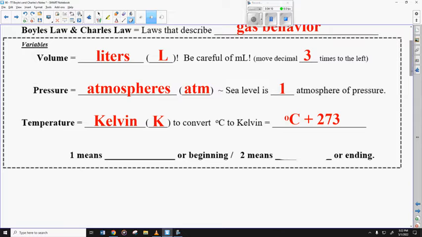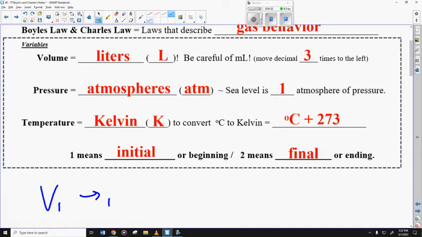Now, we're going to see this new format where we have 1s and 2s all over the place. A 1 means the initial or beginning, and a 2 means the final or the ending. Let me show you a quick example. You may see something like this in a problem, or when I'm working on my entry keys, where it says V1. What that really means is the initial volume of something, or the volume of something at the beginning.